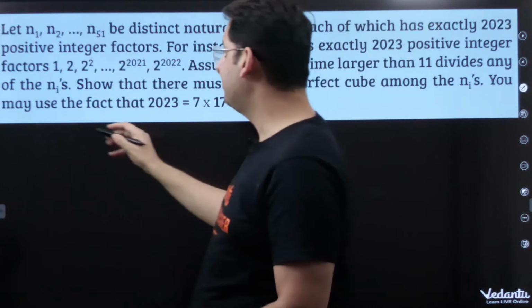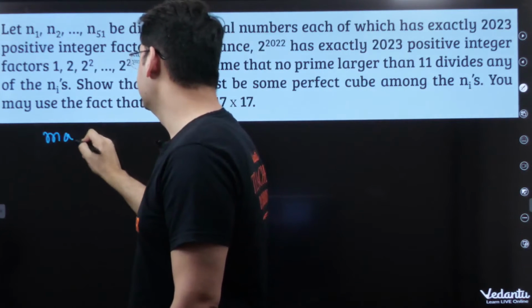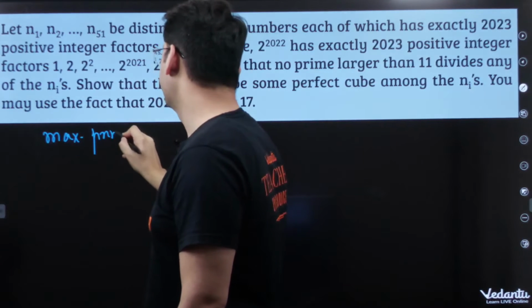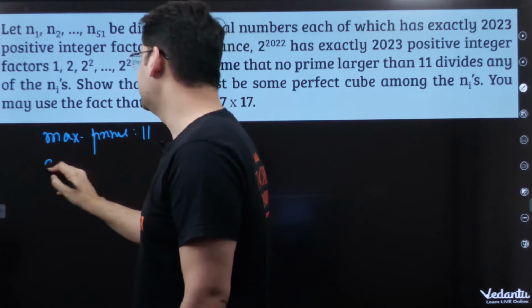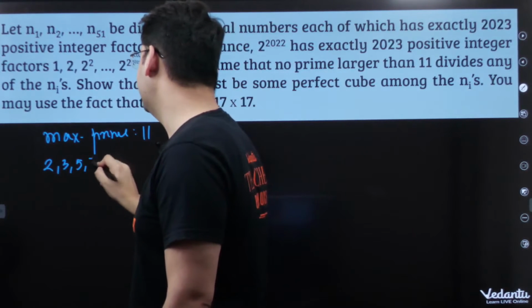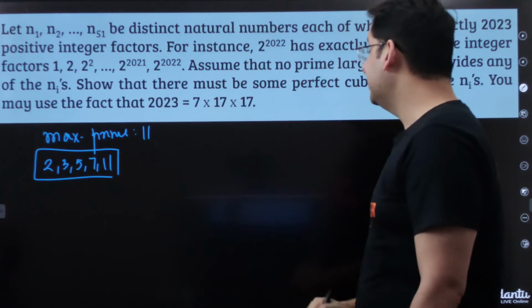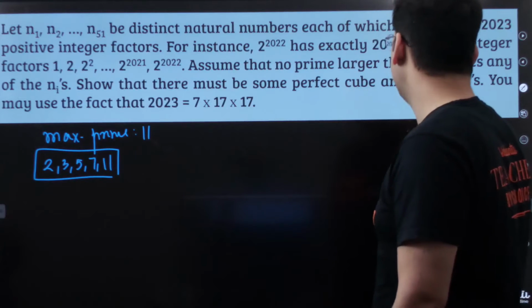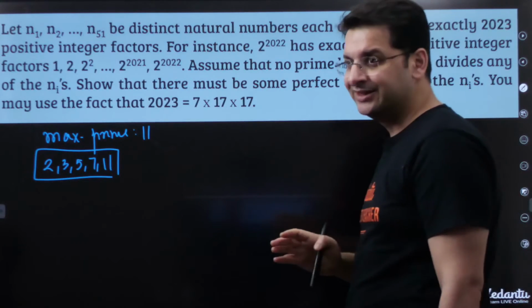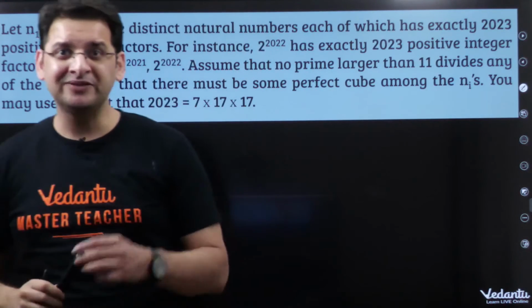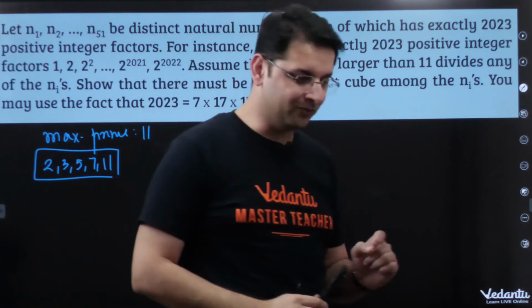So the maximum prime is 11. So what are the available primes? 2, 3, 5, 7, 11. So these are the available primes with us. Show that there must be some perfect cube among the ni's. Those ni's are going to have some perfect cube. This is what we want to prove, right?